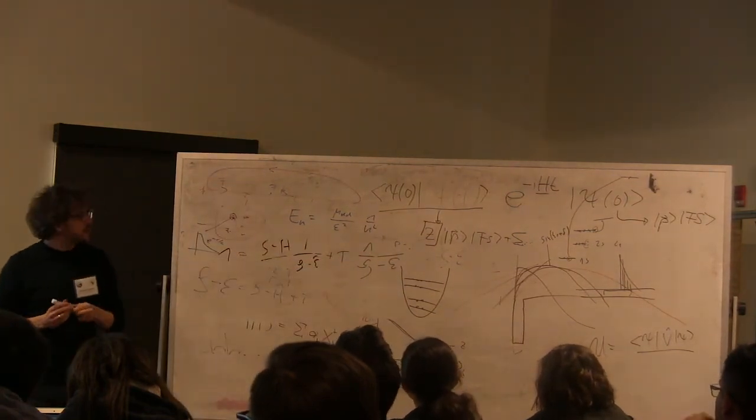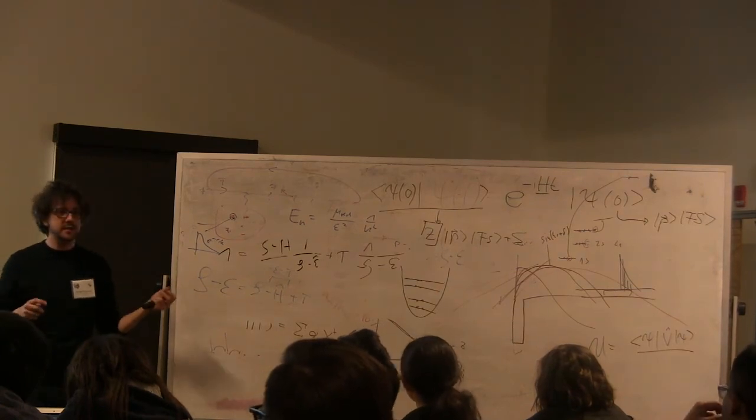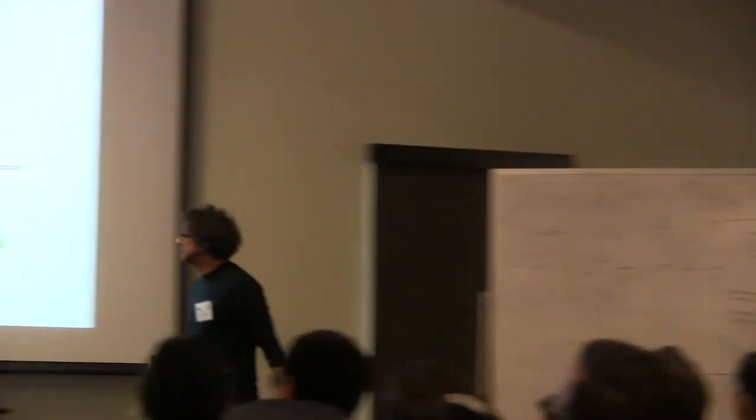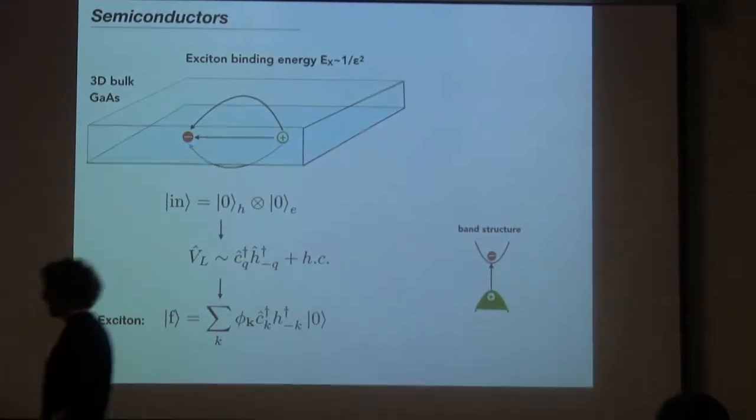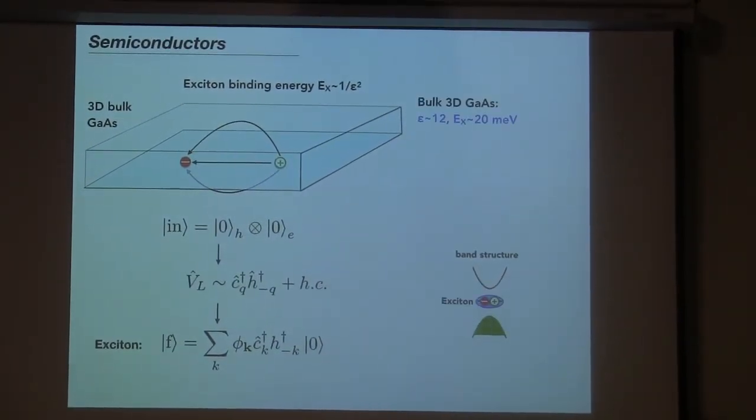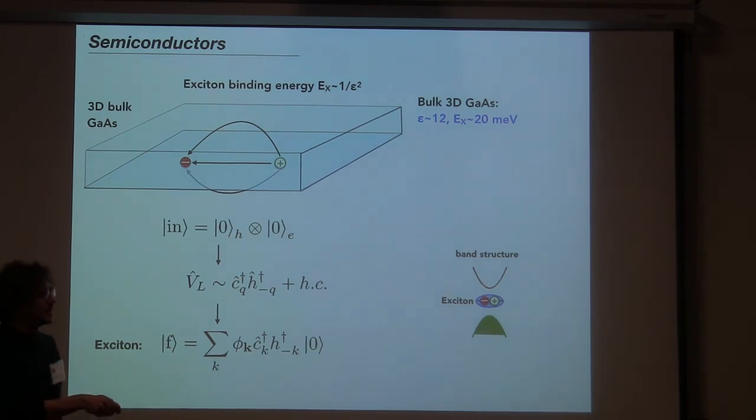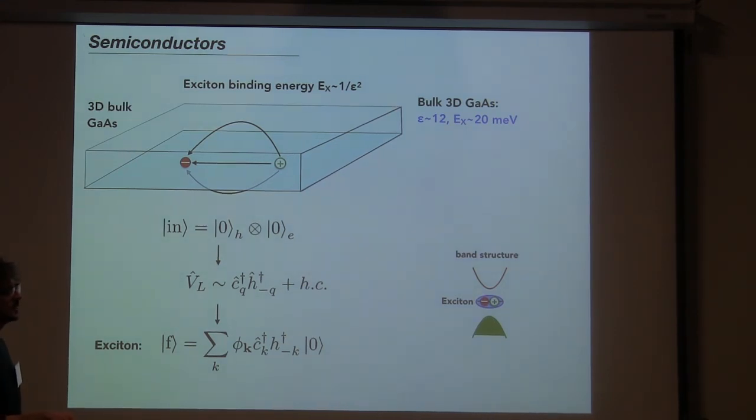Hydrogen of course would have a binding energy of 13 eV, but it turns out that in a bulk semiconductor the dielectric constant is around 12 to 13, which suppresses this energy by a factor of about 12 squared, and we additionally have a different reduced mass than in the hydrogen problem.